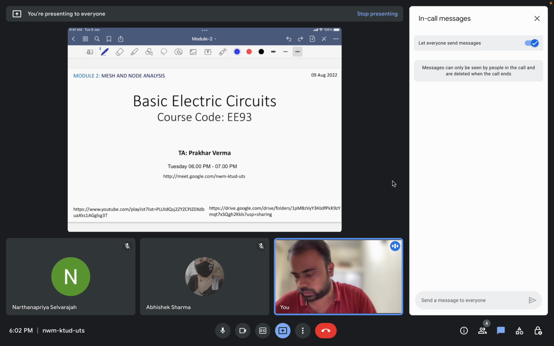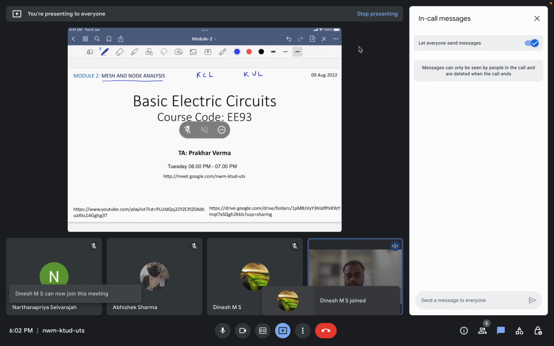Okay, so we'll start our class for today. The main topic of today's class is mesh and node analysis. In this topic, we'll be looking at the basics, that is the branch, nodes and loops. Further, we'll be looking at KCL, that is Kirchhoff's current law, followed by Kirchhoff's voltage law.